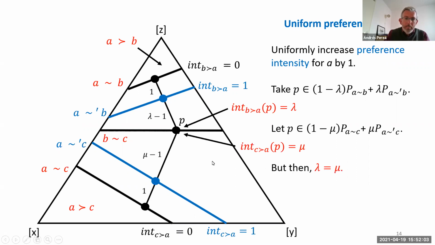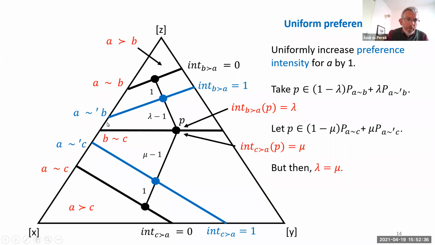But now comes the crucial thing. This belief P was not an arbitrary belief. This belief P here was a belief where you are indifferent between B and C. So intuitively, if you are indifferent between B and C, it means that the intensity by which you prefer B to A should be the same as the intensity by which you prefer C to A. So this lambda should be equal to mu.